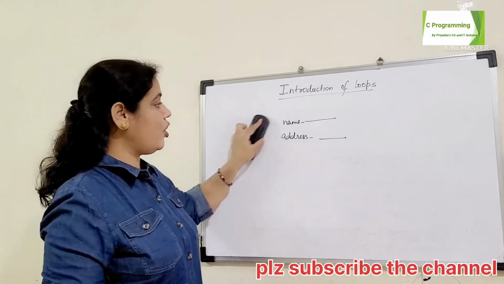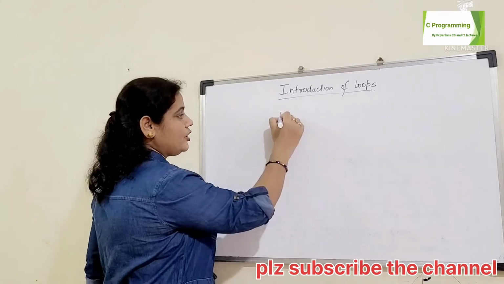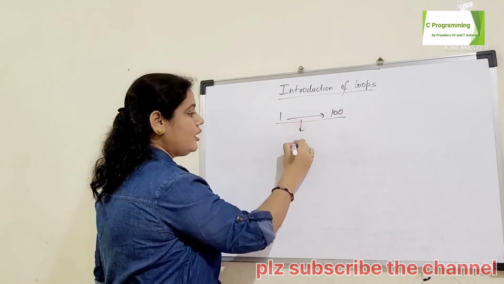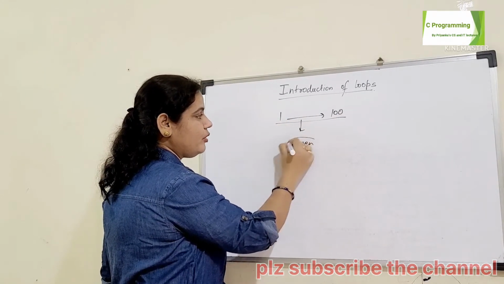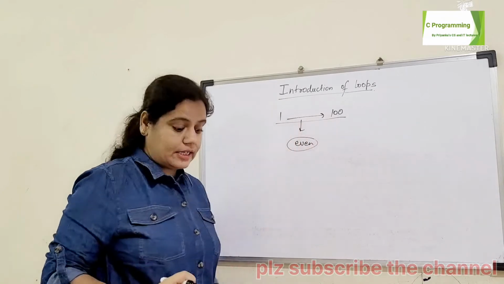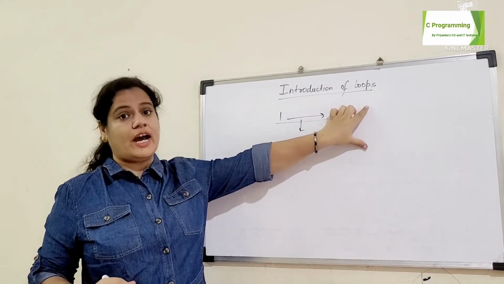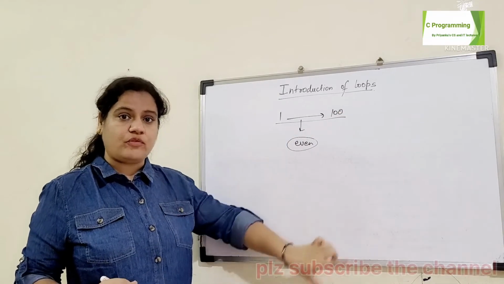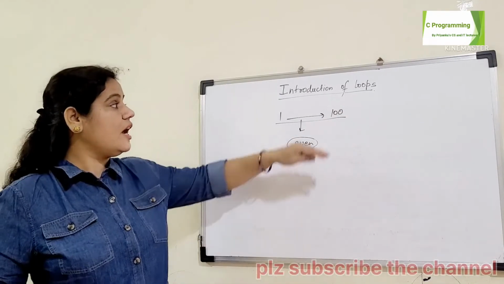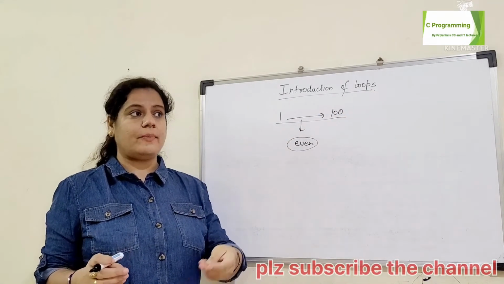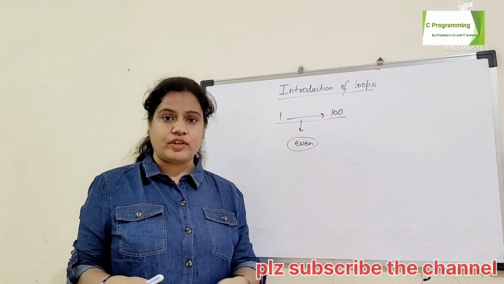Third, suppose here 1 to 100 are the numbers. I want to print only the even numbers between 1 to 100. Then instead of checking again and again for 1, then the same code for 2, then 3, then 400 times, I can use loops. How? This depends upon the type of loop we are using.